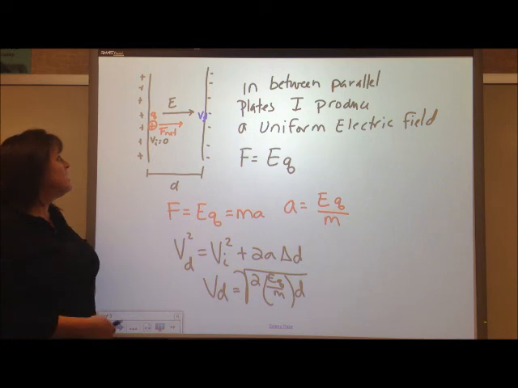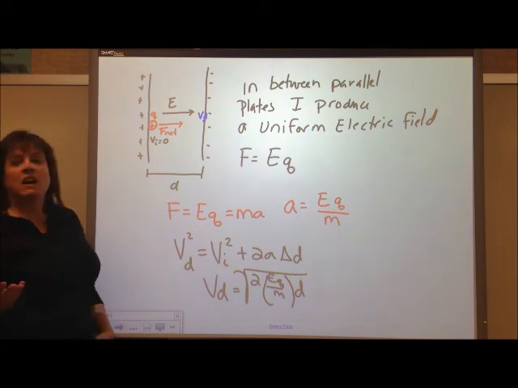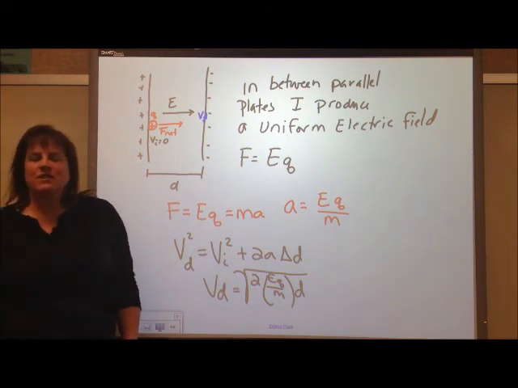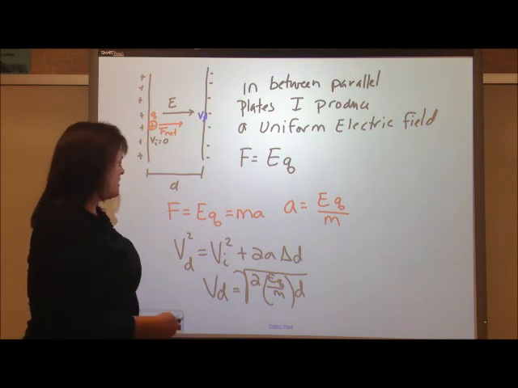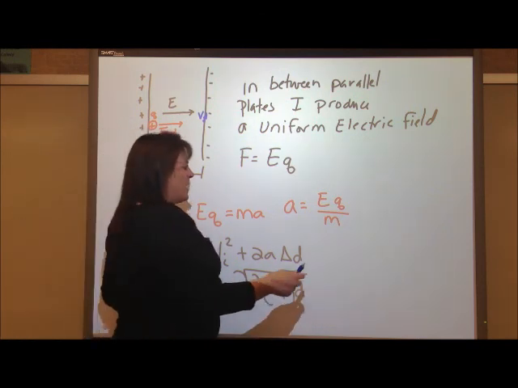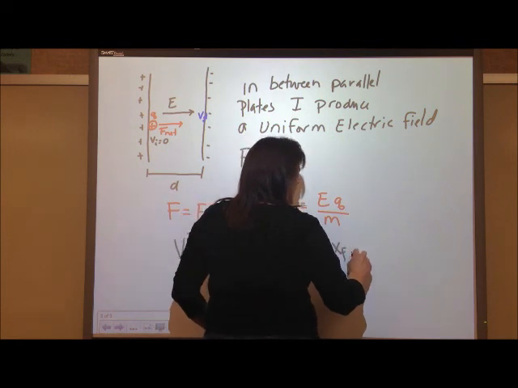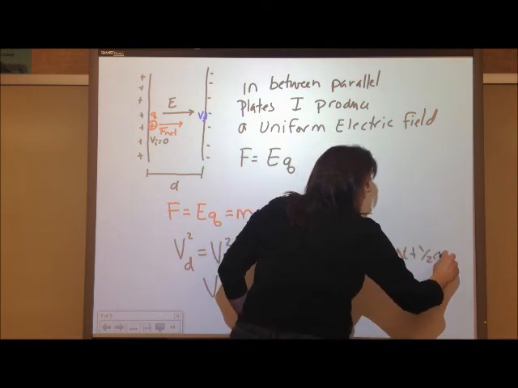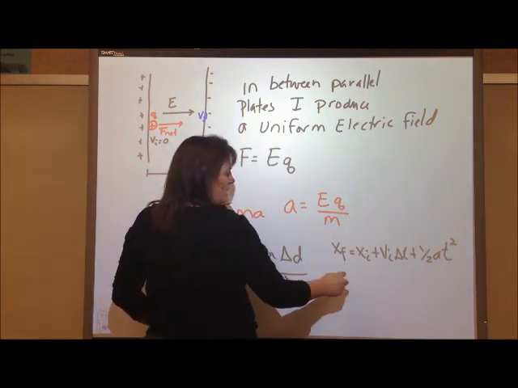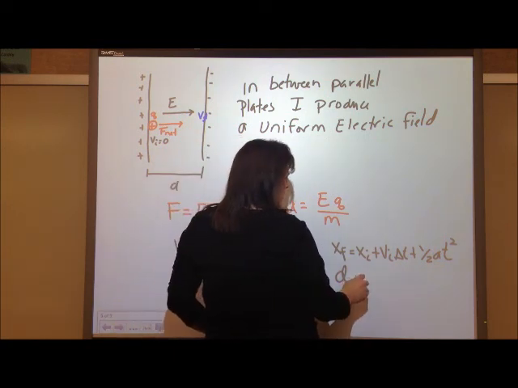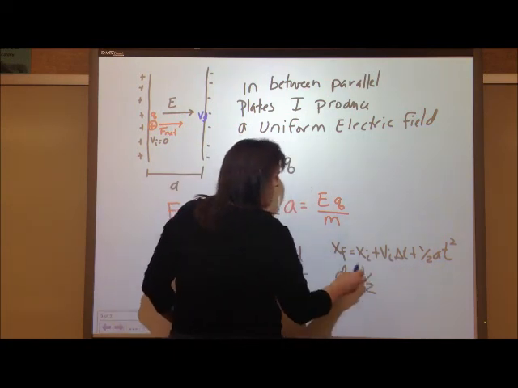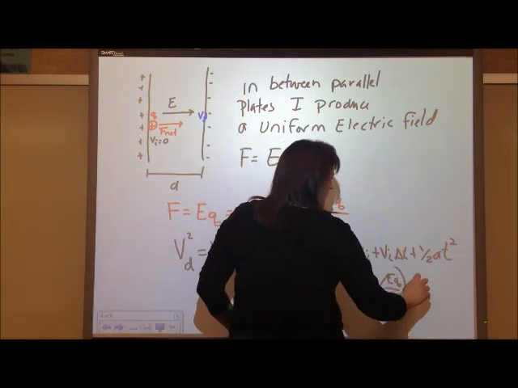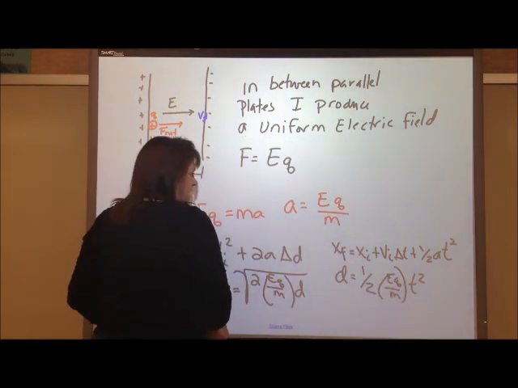Now that I know the final speed, we could calculate how long it takes. Or I guess I could have done that without knowing how fast it was going. We could use my least favorite equation: x final is equal to x initial plus vi delta t plus 1/2 a t squared. Of course, the distance is d. Initial velocity is 0, so 1/2 the acceleration, which is eq over m, t squared, and of course I could rearrange that and solve for t.